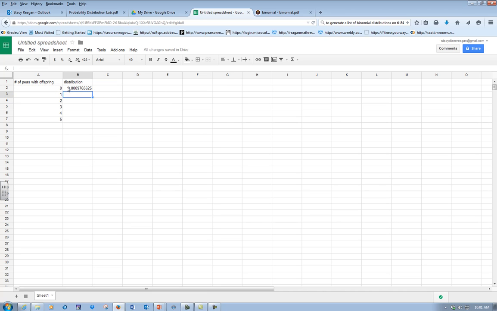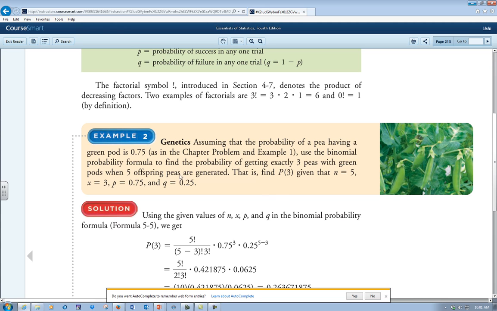So this is the probability that you would get 0 peas with those offspring that we're looking at. If we want to fill in the rest of the chart, we're just going to highlight and hit Control D. And it's going to fill in the rest of our chart. It's given the probability of 0, the probability of 1, the probability of 2, and so forth. So this is everything we need to answer those questions. Let's go back to that question. Let me pull it back up so you can see it. And it says find the probability of getting exactly 3 peas with green pods. So we're going to go back to our drive and take a look at it.